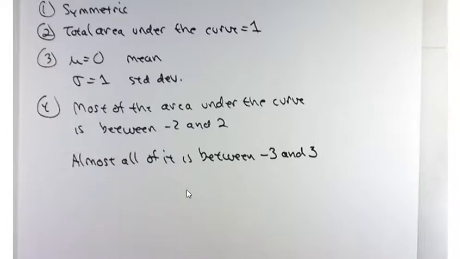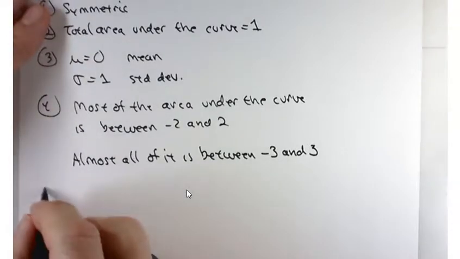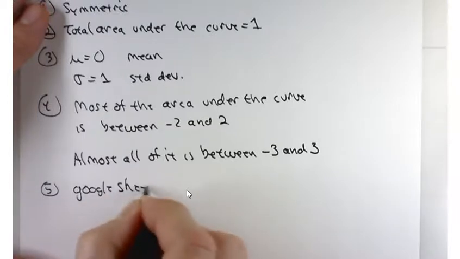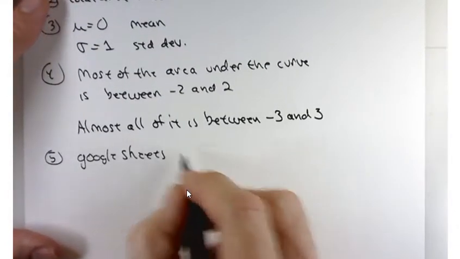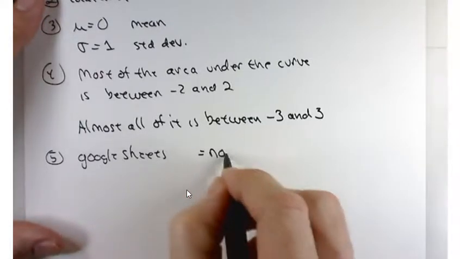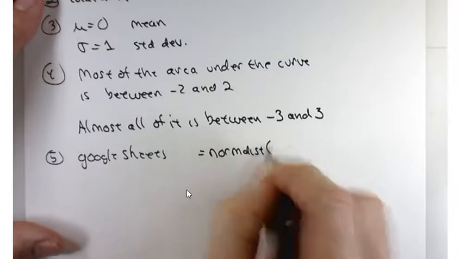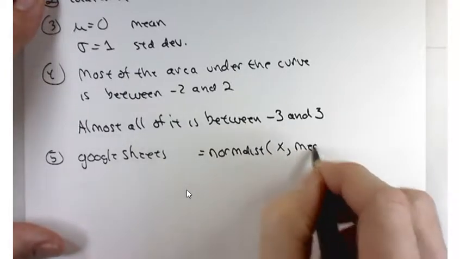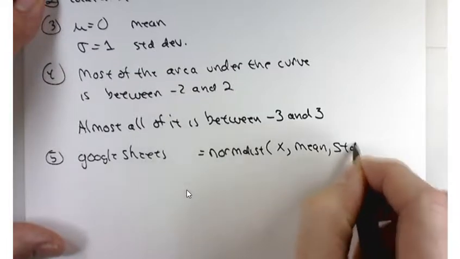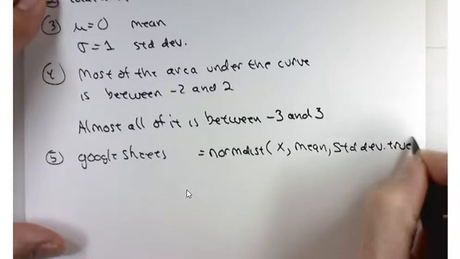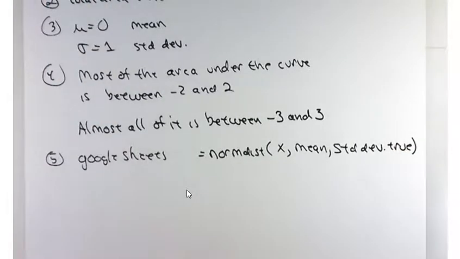And finally, we'll see this later, but we'll give you the Google Sheets command for it right here. The Google Sheets command to help find some of these areas would be NORM.DIST of x, which is going to be your value. And then you type in the mean, standard deviation, and then just trust me on this last one, TRUE. That's going to give you something called the cumulative distribution.